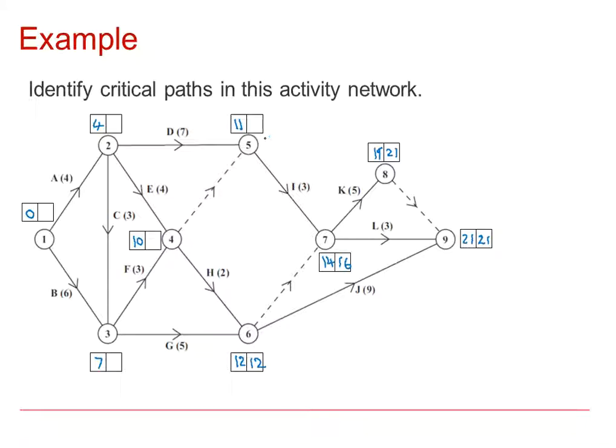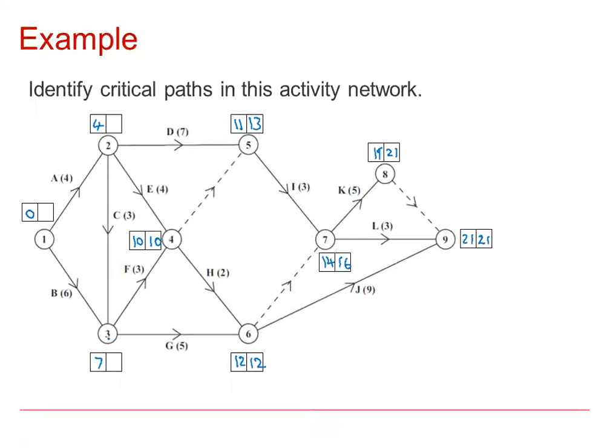The latest that event 5 can happen: I can finish at 16, take away 3, so the latest this event can happen is 13. The latest for event 4, it's either 13 straight along the dummy or 12 take away 2, which is 10. So it's either 13 or 10. In order to complete I and H successfully, we would need this to happen at 10.